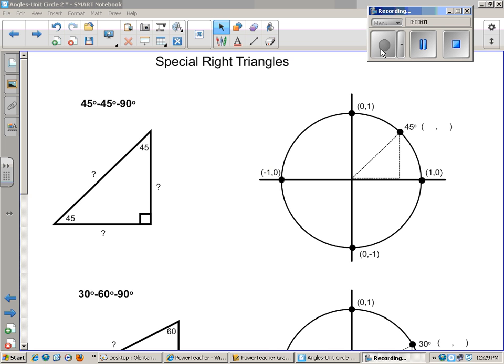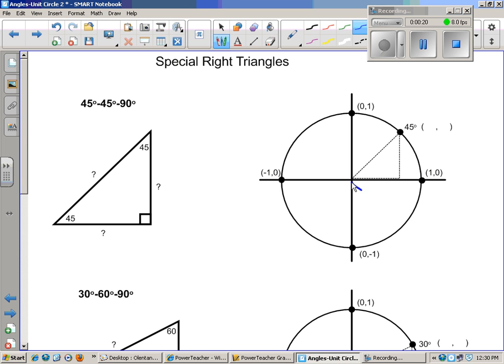is to find the coordinates of the points along the unit circle. And remember, the reason we call it the unit circle is the radius is 1 unit. So it's 1 that way, 1 that way, 1 that way, 1 that way. If I draw that, how long is that? 1, right? All the radii are 1. So that's why it's called the unit circle.